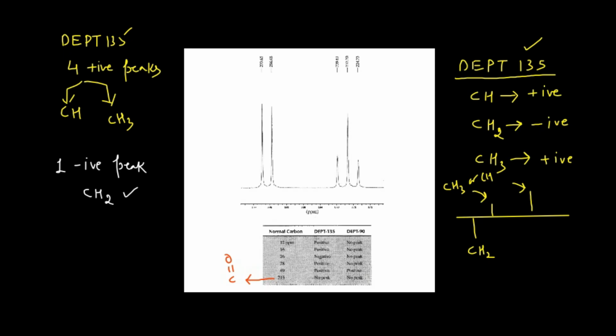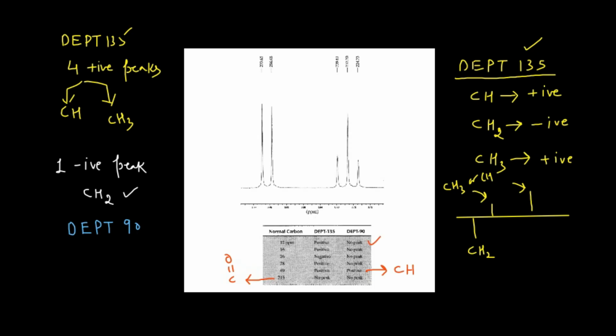Okay, now you can see your next one, your DEPT 90. So what information can we get from the DEPT 90 NMR spectrum? It is very, very important. Remember, whenever a peak is present in the DEPT 90, it clearly indicates the methine hydrogen. That means CH is also present in your molecule.